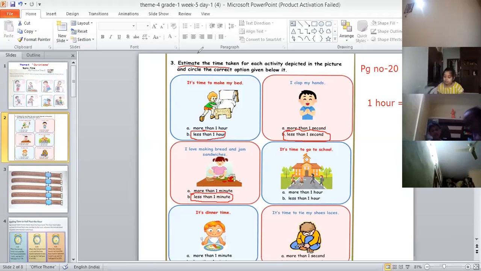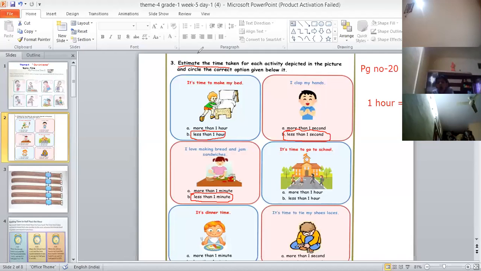Okay. Krishika ji, ma'am, fourth picture. It's time to go to school. Okay, so how much time do you take to go to your school? More than 1 hour or less than 1 hour? Less than 1 hour. Okay.